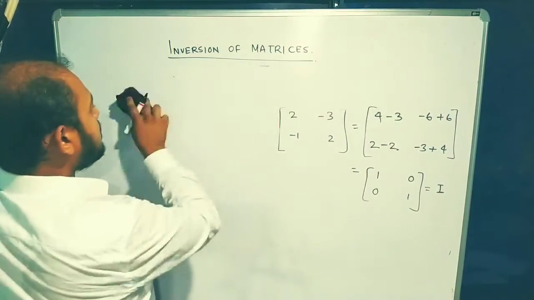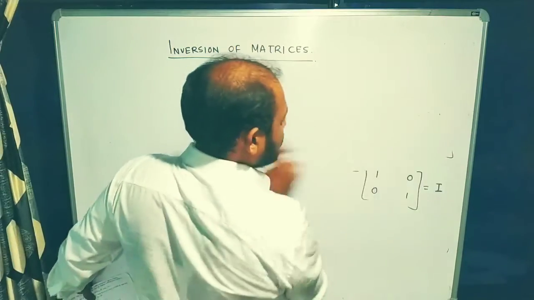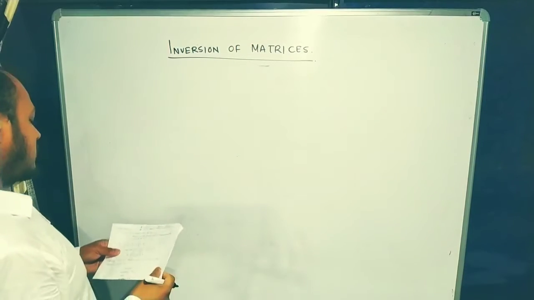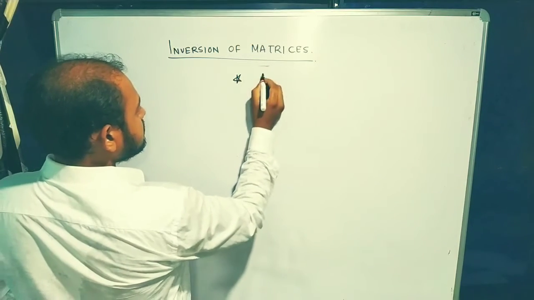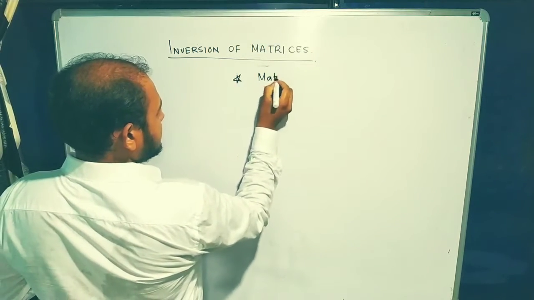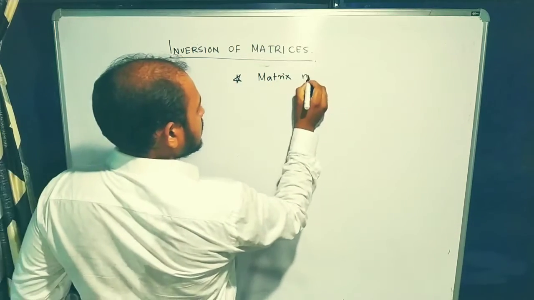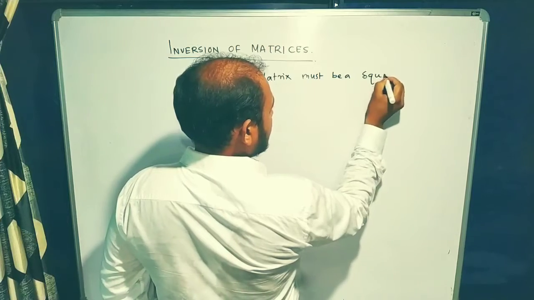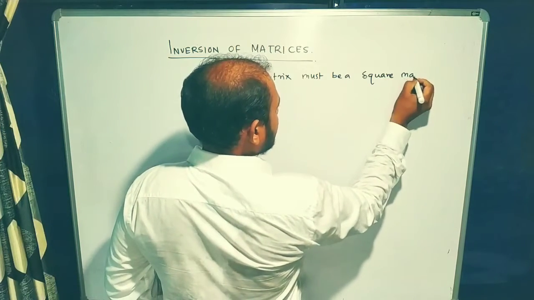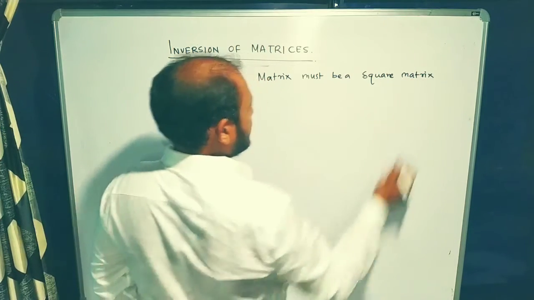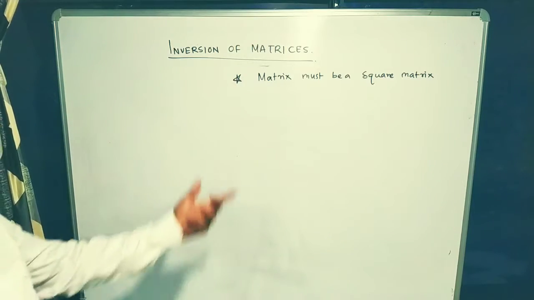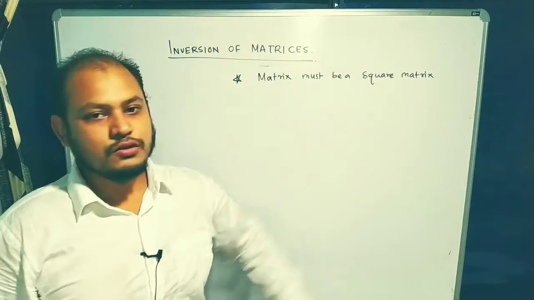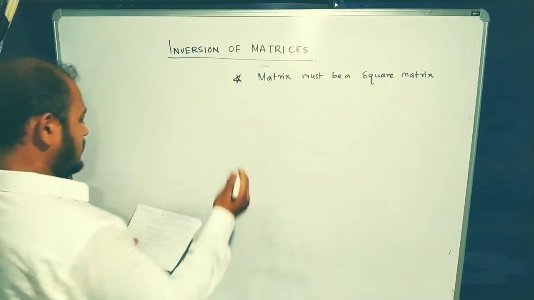Now, for inverse operation, there are some conditions. The first condition is that the matrix must be a square matrix. The first condition that needs to be satisfied for a matrix to have an inverse is that the matrix must be a square matrix. This is the first condition.